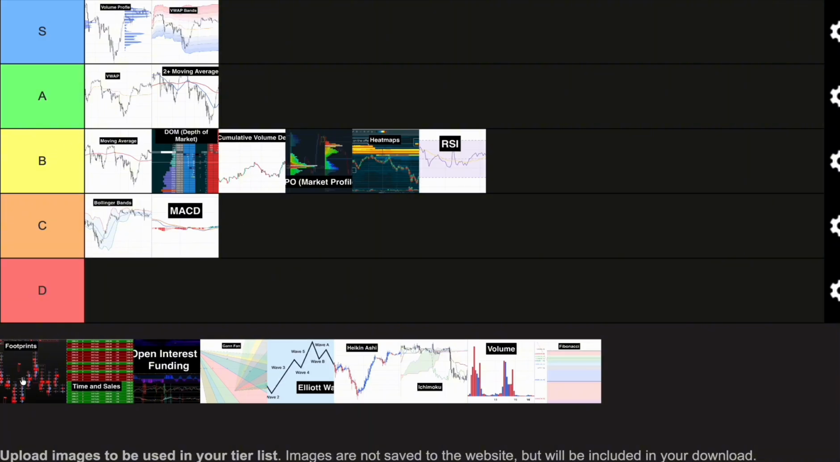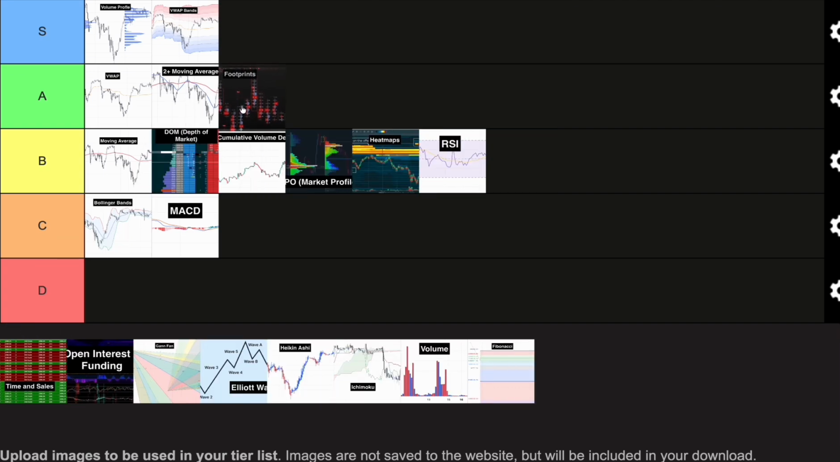And let's move on to footprints. Footprints is another order flow tool, and unlike the others, obviously it's much more useful for scalpers, but I just feel like it's such a great indicator. I would still put it in A.